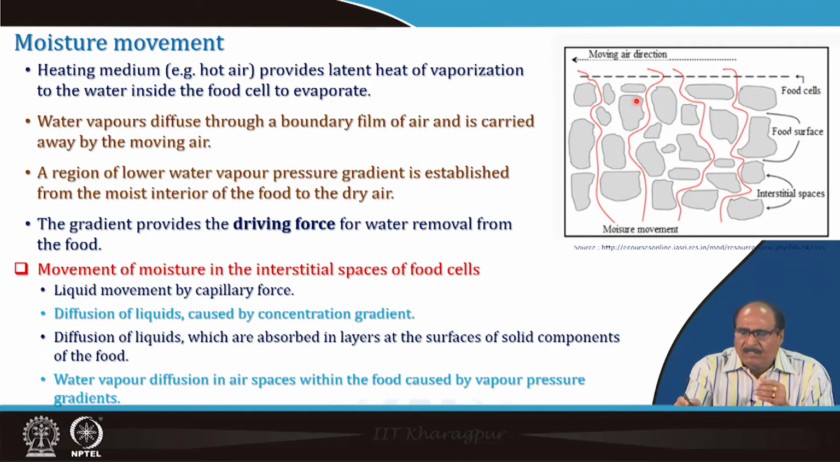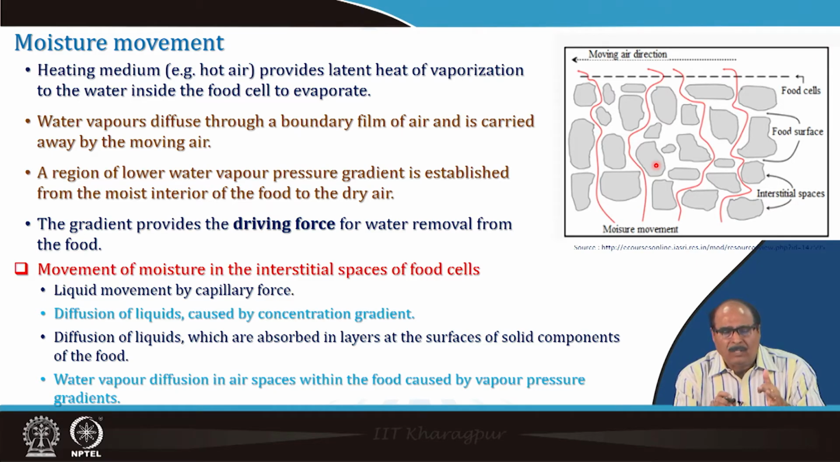This figure again shows how, when you are supplying the heat, the moisture is moving from within the material as well as from the outside of the material. So, the heating medium provides latent heat of vaporization to the water inside the food cell to evaporate it, and the water vapors diffuse through a boundary film and are carried away by the moving air. A region of lower water vapor gradient is established from the moist interior of the food to the dry air, and this gradient provides the driving force for water removal from the food.